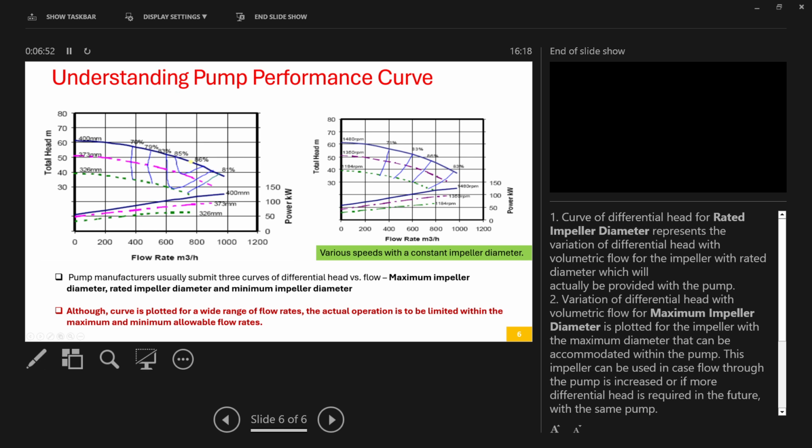If you have any question, you can ask me on my mobile number or my mail ID. Normally the questions that may be asked to you are: what is preferred operating point, what is allowable operating point, what is the efficiency point, and why three performance curves are given for three diameters. All these questions arise, and if you go through the slides, you can reply to them.